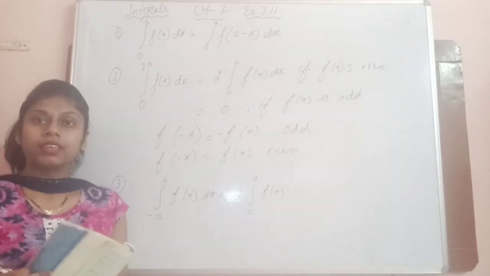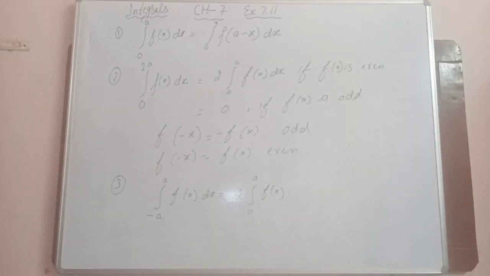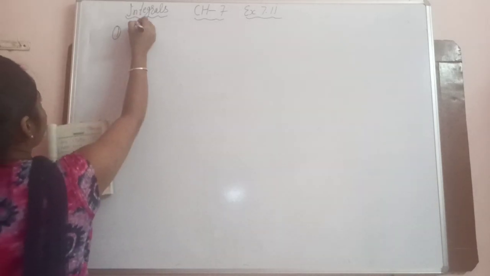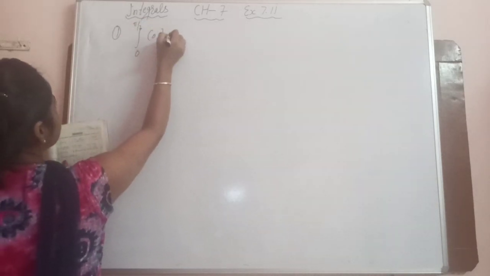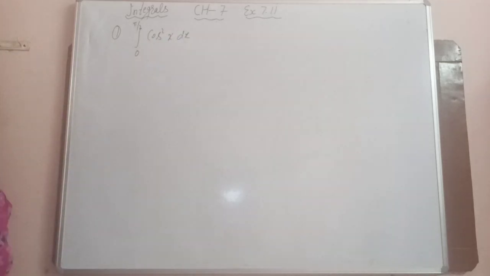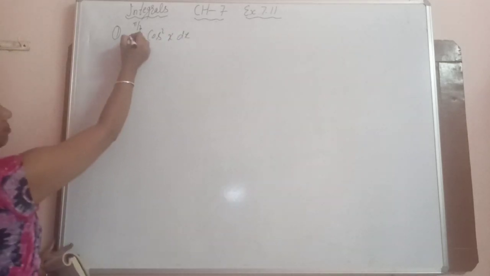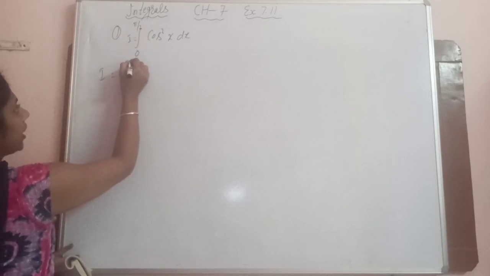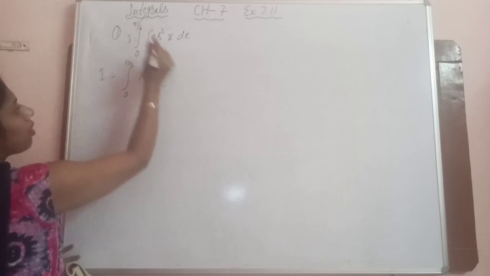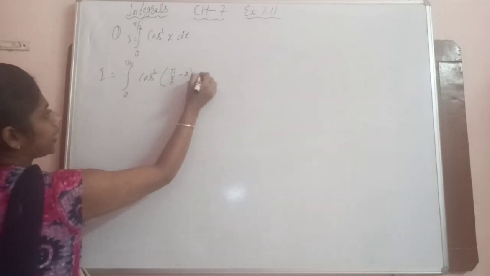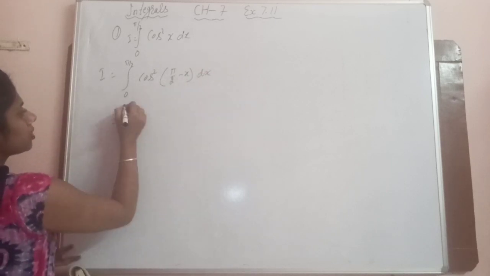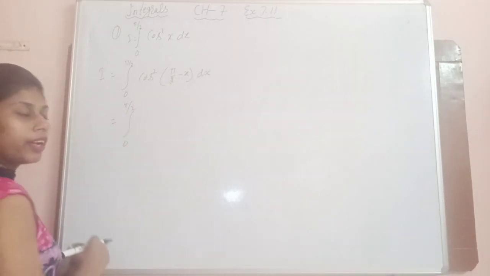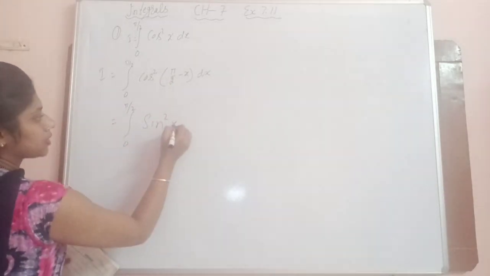Exercise 7.11. Let's start with the first question: integral from 0 to pi by 2 of cos square x dx. Here we will apply the first property. This is I. Replace x by sum of the limits minus x. So it will become integral from 0 to pi by 2 of cos(pi by 2 minus x), which is sin x, so it will become sin square x.